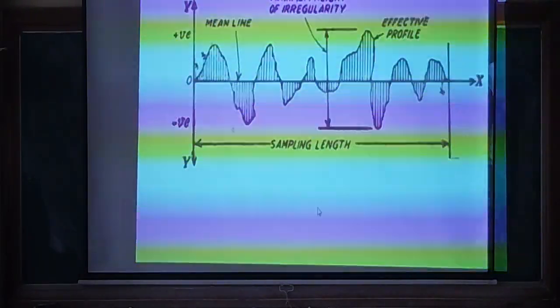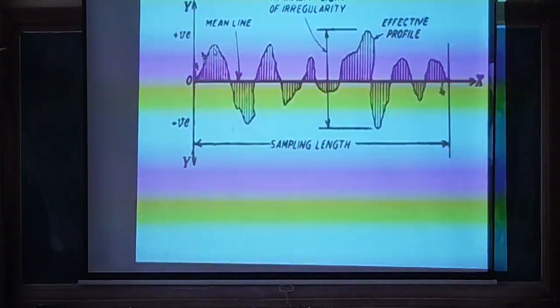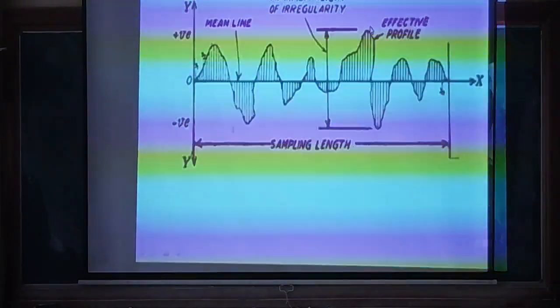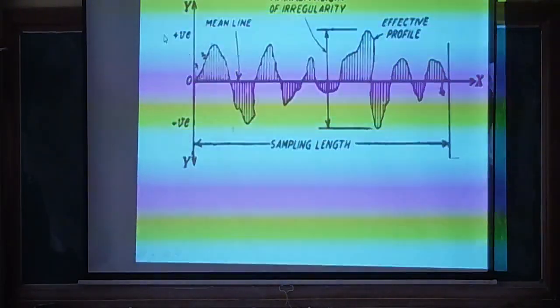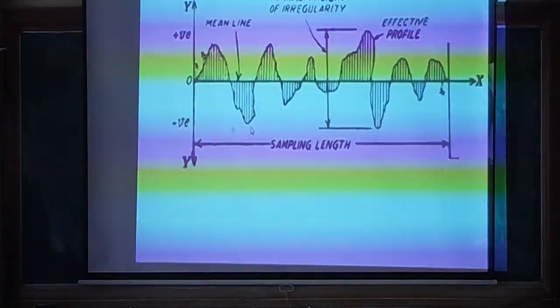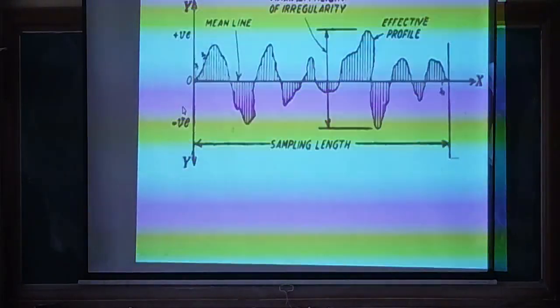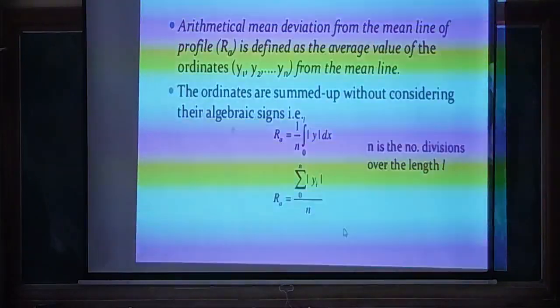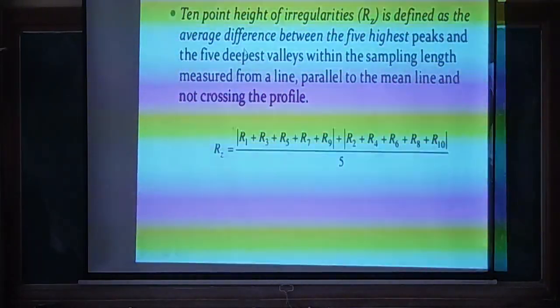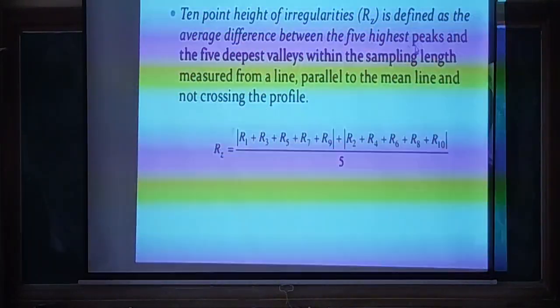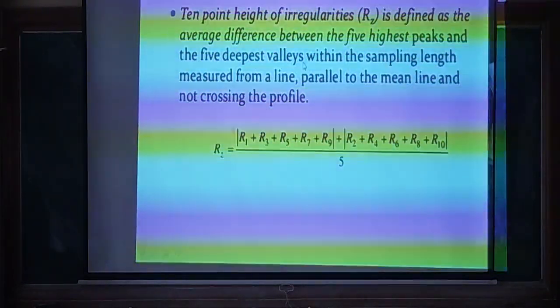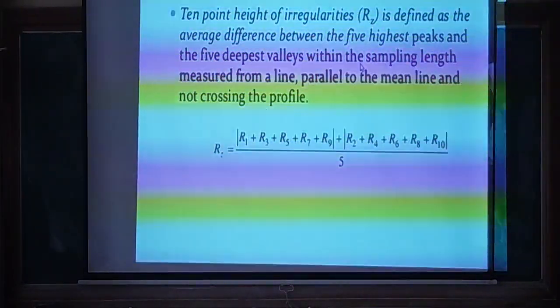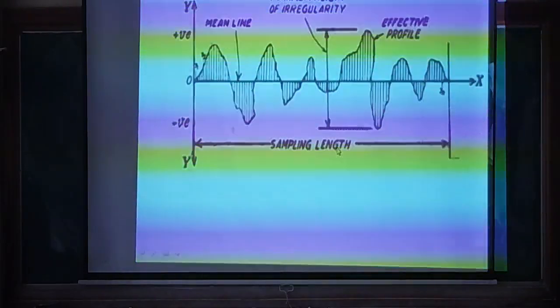Here, if you see, this is the peak: 5 highest, 1, 2, this is 3. Similarly 4 and 5 here. So the highest 5 peaks we are taking. In this particular case 2 are there. Similarly here, the average of the difference between the 5 highest peaks and 5 deepest values within the sampling length. This is the sampling length.